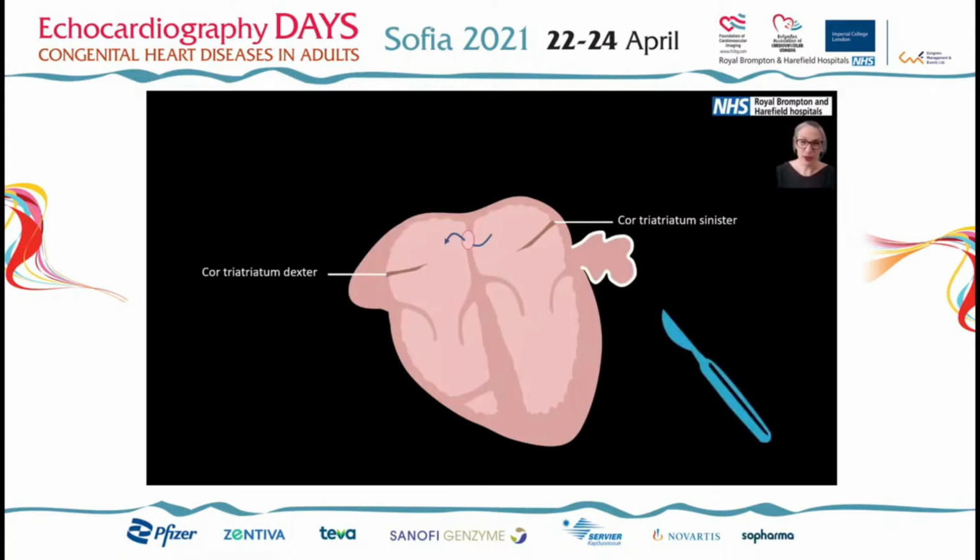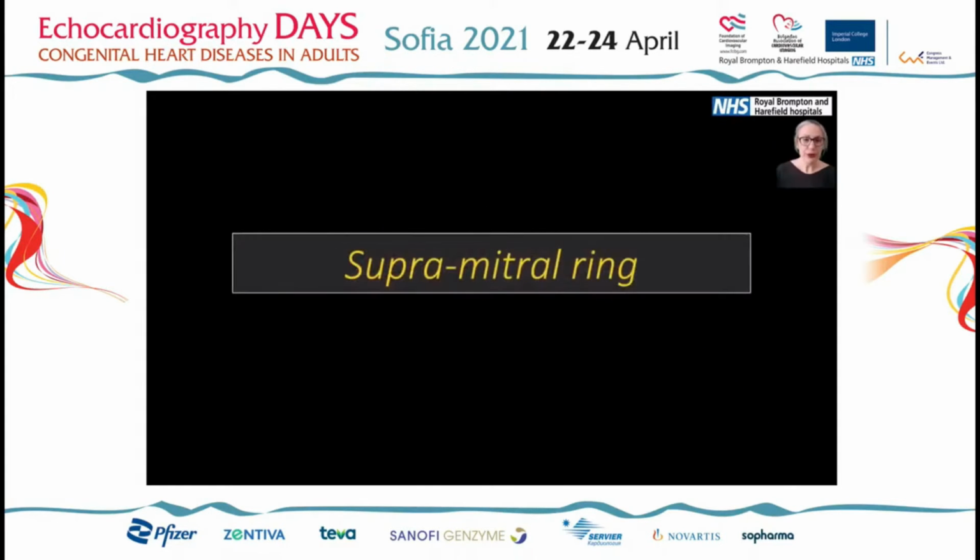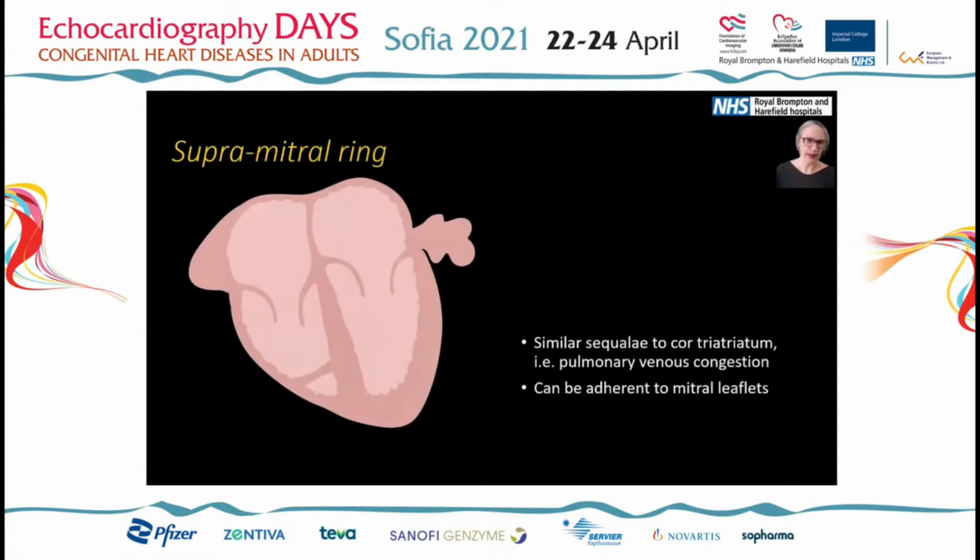Surgical intervention is really the only way to overcome this. It doesn't tend to regrow this membrane, so once it's repaired, this condition is considered to be repaired. Moving on to the supramitral ring. So this is very similar to the triatriatum, but the supramitral ring is always inferior or lower than the left atrial appendage, and that's how we differentiate between triatriatum and a supramitral ring or membrane.